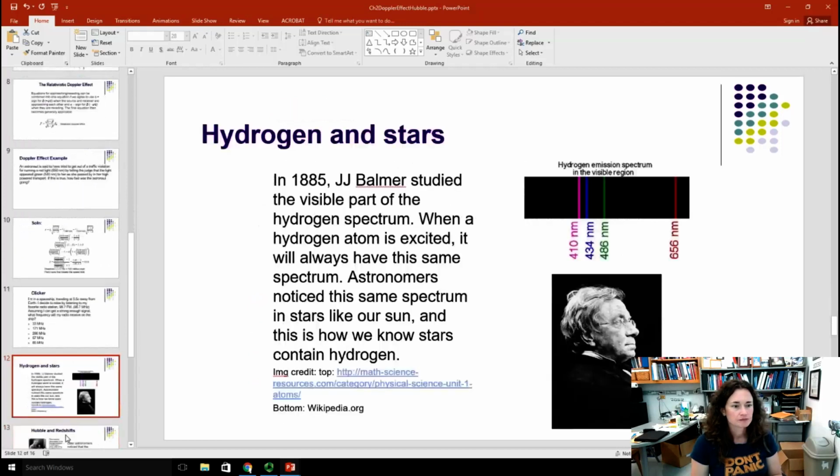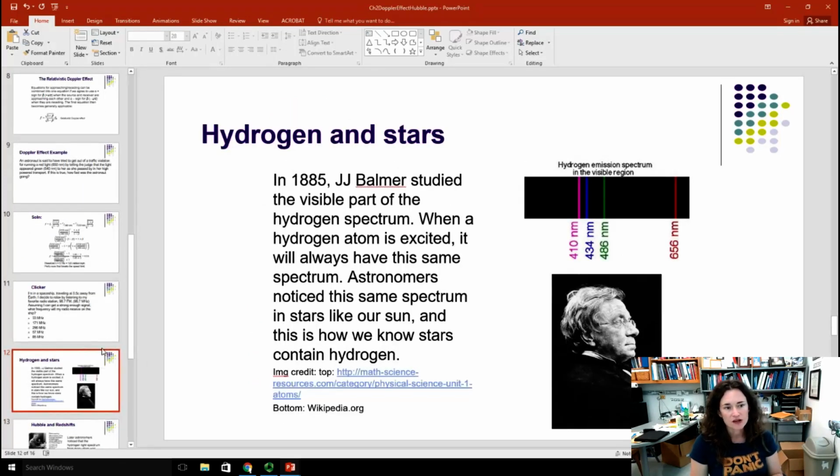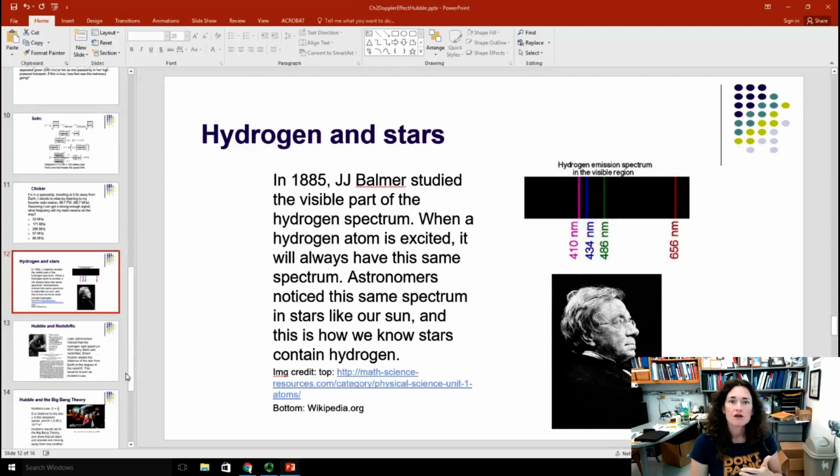Okay. Now, one really fun application of this relativistic Doppler effect has to do with measuring the distances to stars. So let me back up a little bit. In 1885, J.J. Balmer, pictured over here, studied the visible part of the hydrogen spectrum. Basically what this means is that if you excite a hydrogen gas, a hydrogen atom, then the light emitted from that excited gas will always have the same spectrum to it, okay?